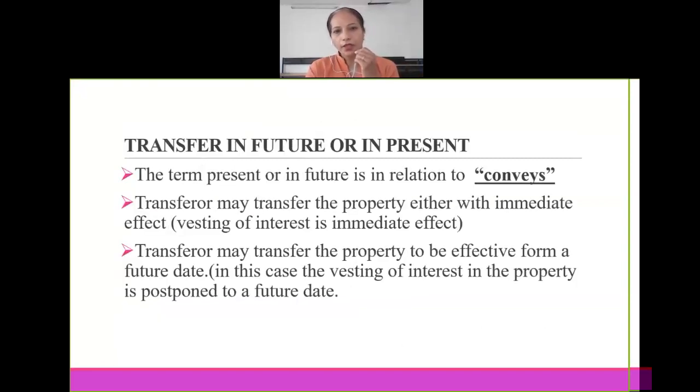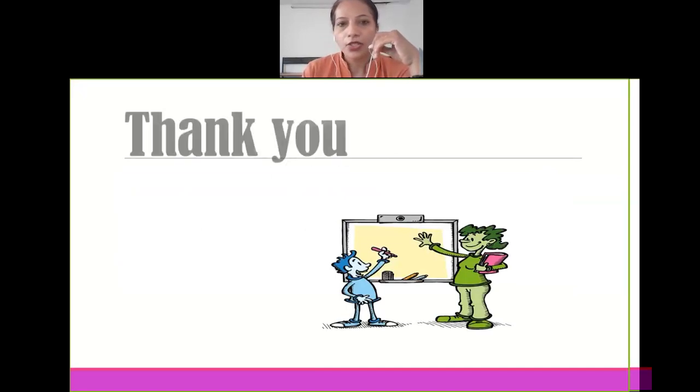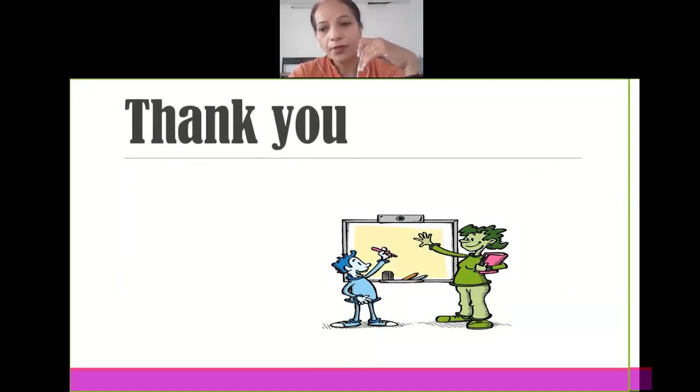Now, if we take into consideration what was provided under transfer in future or in present, the term present or in future is in relation to conveyance, as we have already discussed. The transferor may transfer the property with immediate effect, that is to say, vesting of interest is immediate. The transferor may also transfer the property to be effective from a future date. In this case, the vesting of interest in the property is postponed to a future date, as we have already discussed. So, students, I wish you have understood the concept very well.